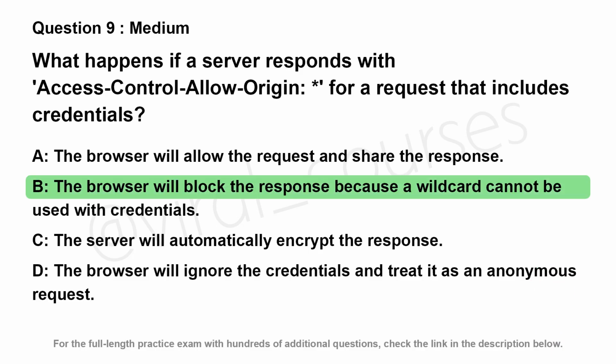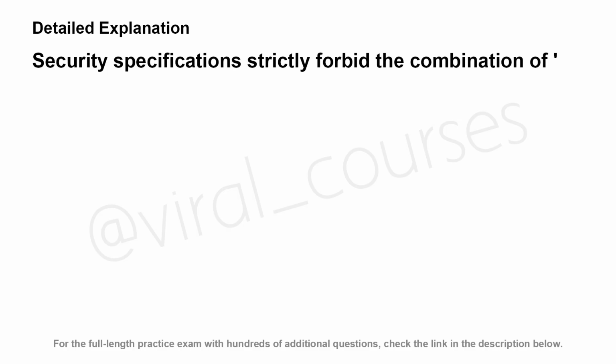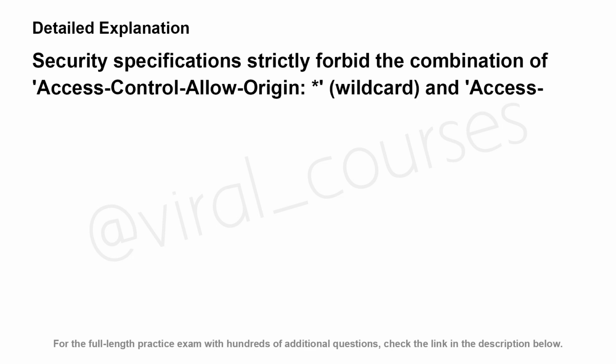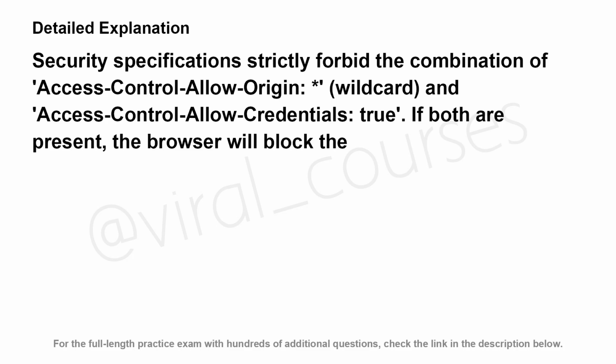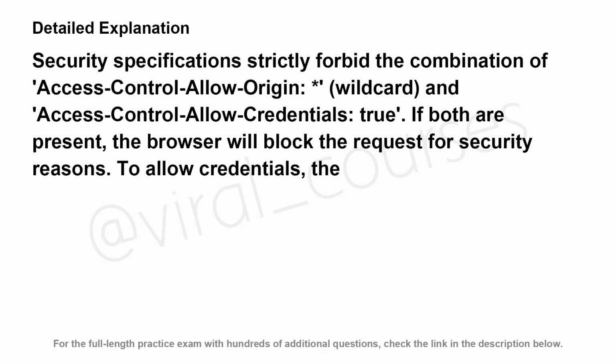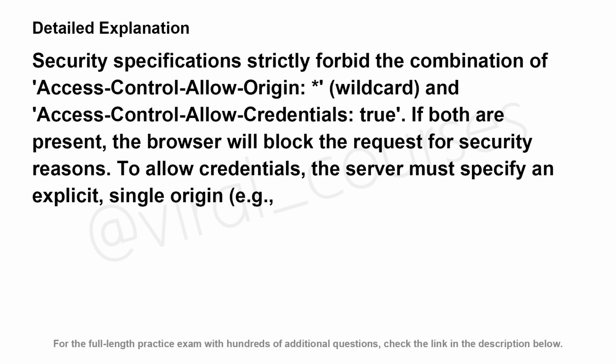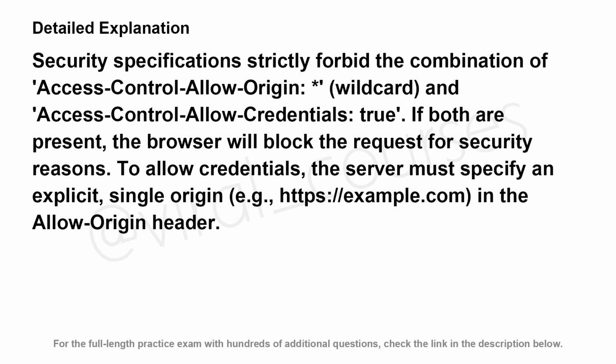The correct answer is B. Security specifications strictly forbid the combination of Access-Control-Allow-Origin * wildcard and Access-Control-Allow-Credentials: true. If both are present, the browser will block the request for security reasons. To allow credentials, the server must specify an explicit single origin, e.g., https://example.com, in the allow origin header.